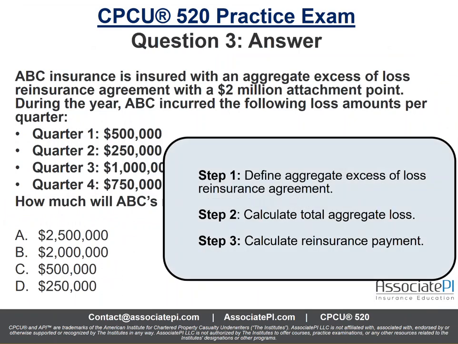So we break it up into 3 steps. Step 1, figure out what an aggregate excess of loss reinsurance agreement is. You're going to have to memorize all the different types of reinsurance agreements for this exam. This is one of them, so you have to know what that is. Step 2, calculate the total aggregate loss. So a little bit of math to figure out what the total loss amount is. And finally, step 3, a little bit more math, calculate the reinsurance payment. So let's get into it.